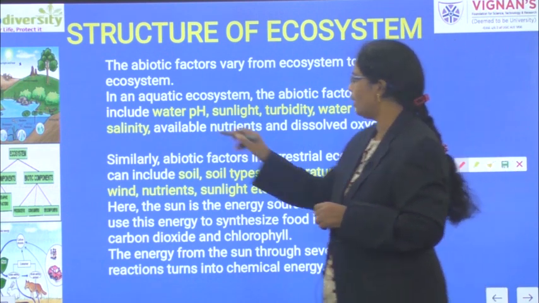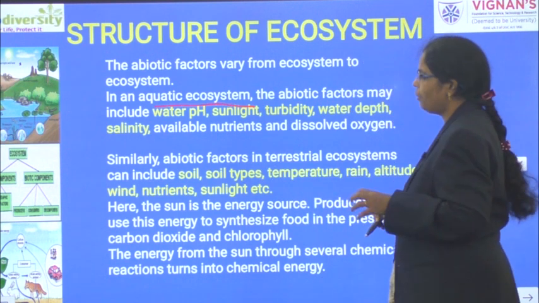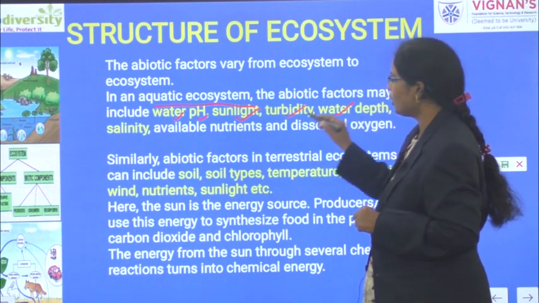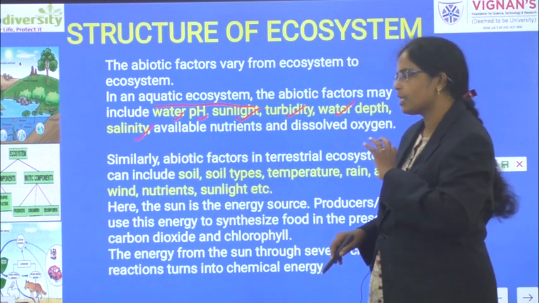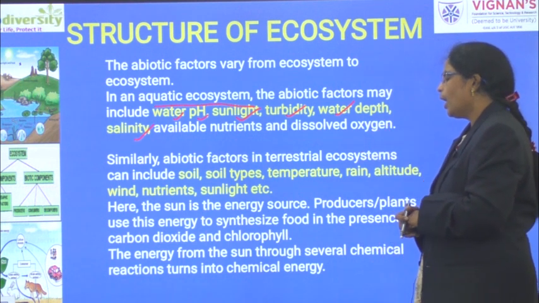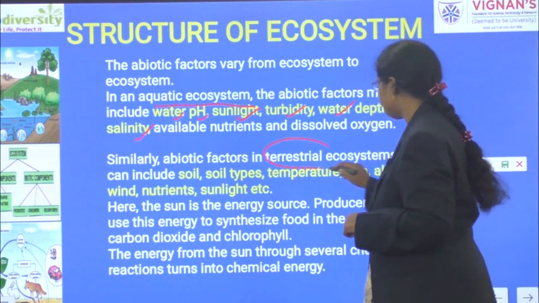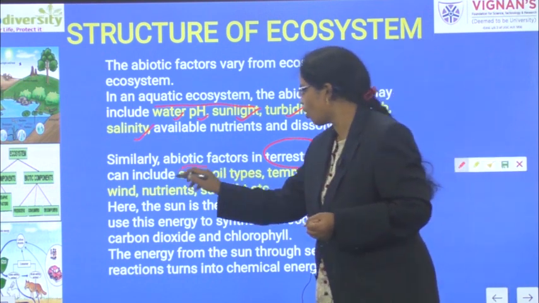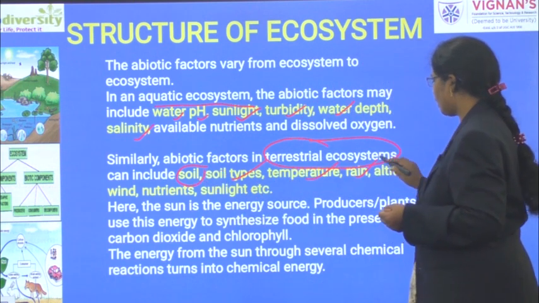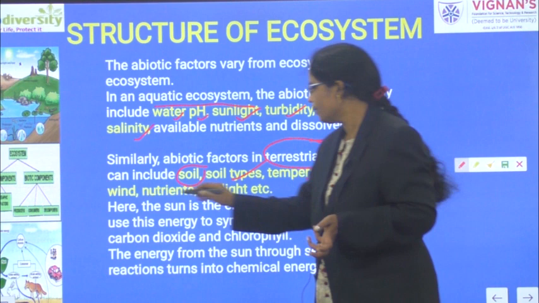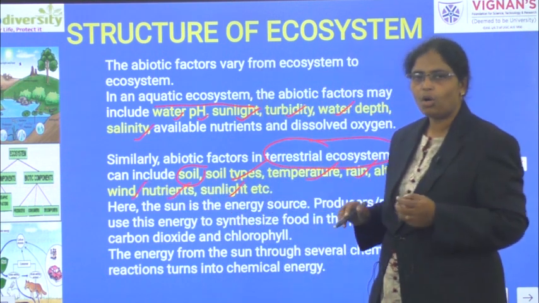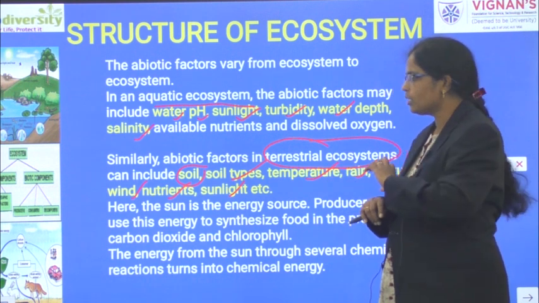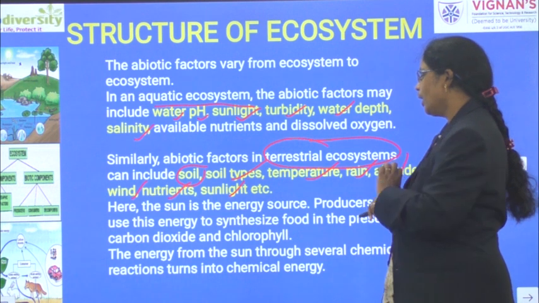See here the example of the aquatic ecosystem. In this, the abiotic components are water, pH, sunlight, turbidity, water depth and salinity. So all these come under the abiotic components. And if you see the terrestrial ecosystem, terrestrial means a land type of ecosystem, where we see soil types, temperature, rain, altitude, wind, nutrients and sunlight. All come under the terrestrial part of the ecosystem. So these are the abiotic factors in the terrestrial ecosystem.